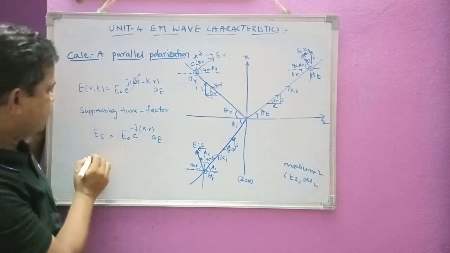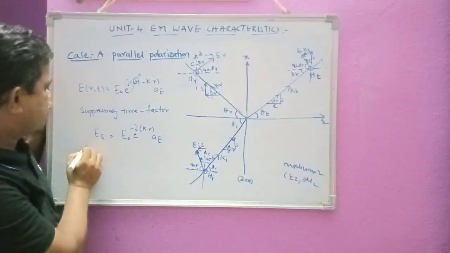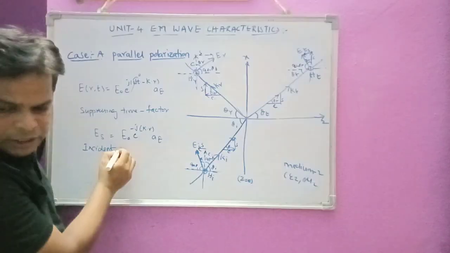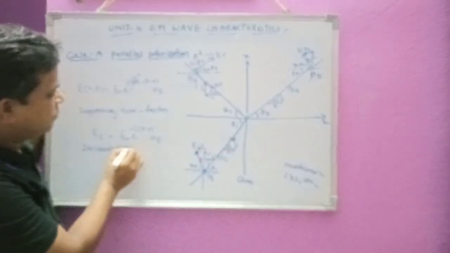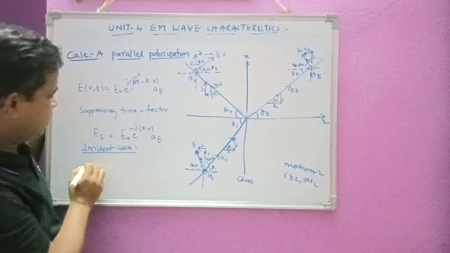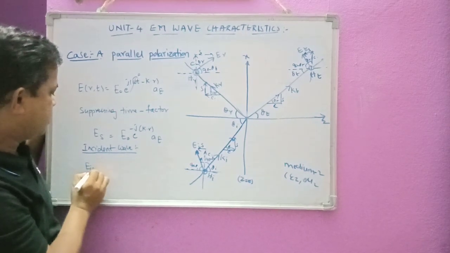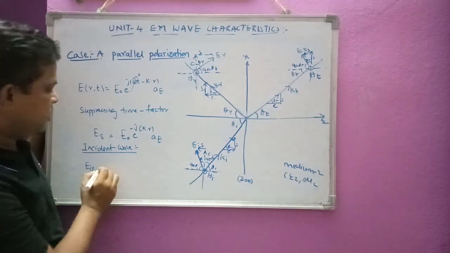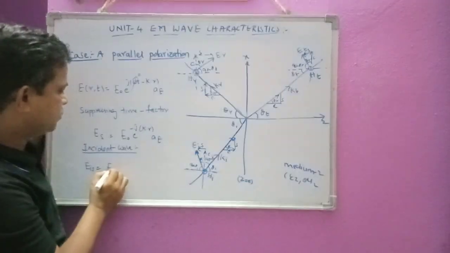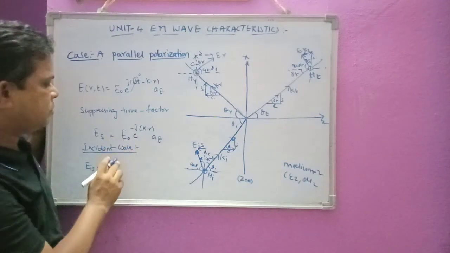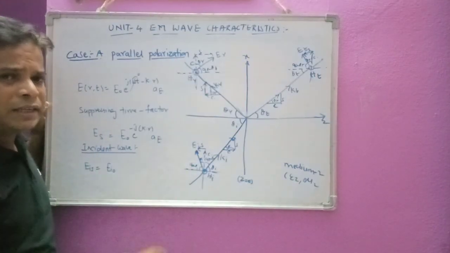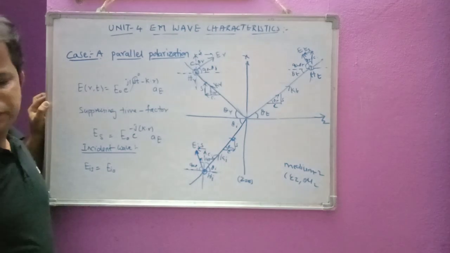Now I can write here the incident wave. The incident wave is given by E_iS. Why do I have to write the suffix i, s here? Because it is the incident wave. Now E_iS is equal to E_i0, because I have to differentiate between the incident electric field, the reflected electric field and the transmitted electric field here.